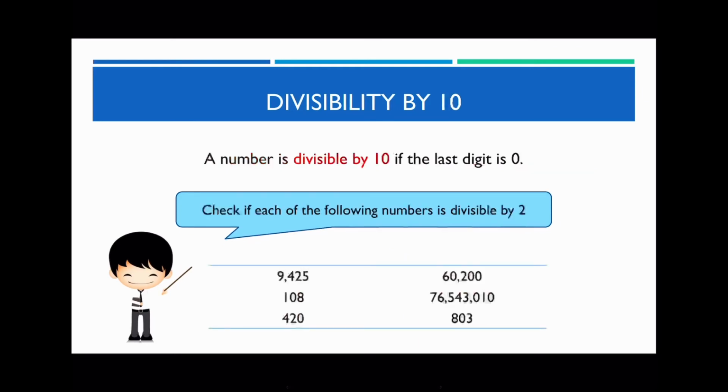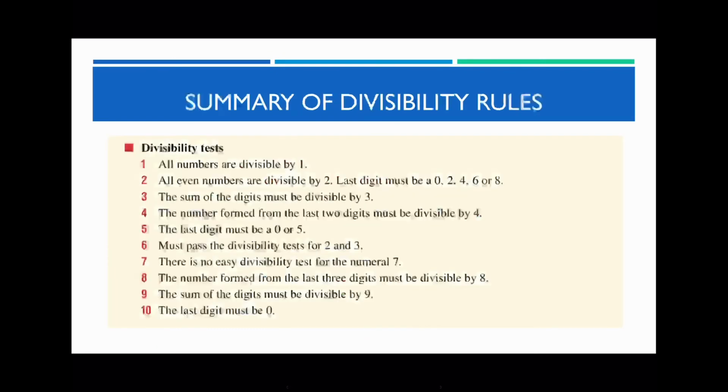And lastly, the last divisibility test, which is 10, which is one of the easiest ones. A number is divisible by 10 if the last digit ends with a 0. So therefore, this is not divisible at all because this ends with a 5. This is not divisible. This does. This is divisible. This is divisible. This is not divisible. So this is pretty straightforward over here.